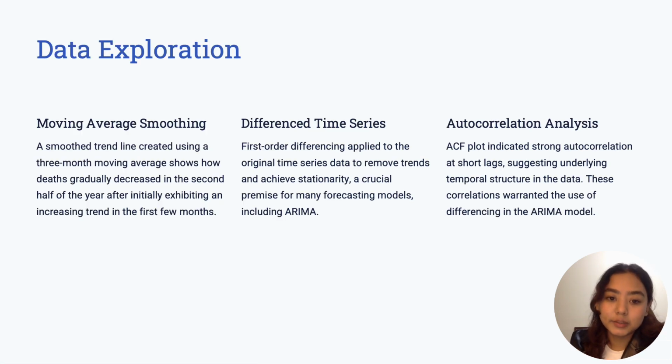The next slide is data exploration. Now we explored the data. We applied moving average smoothing and different time series and autocorrelation analysis. We applied moving average smoothing to visualize trends, which showed a rise in deaths early in the year followed by a decline. First-order differencing was used to stabilize the data, a key step for models like ARIMA. Finally, autocorrelation analysis revealed short-term dependencies, justifying the need for differencing.